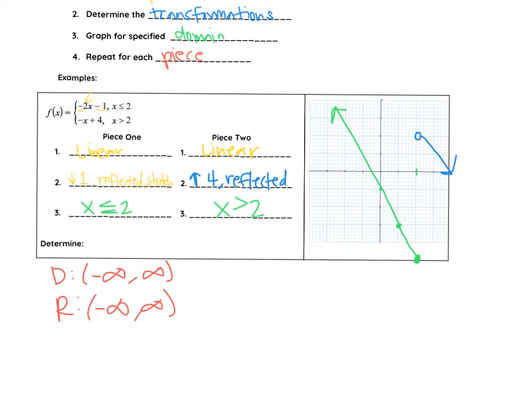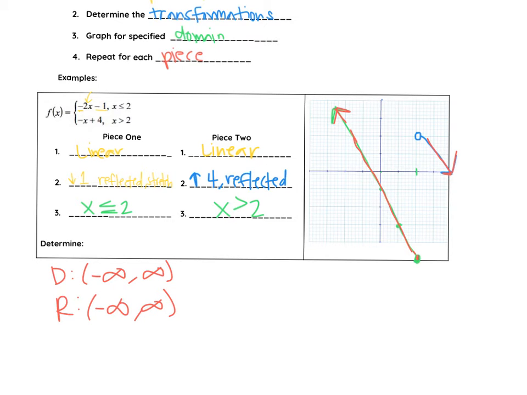So we have to be really careful when we talk about range because it goes up forever, which is great, and it goes down forever, which is great. But this is the kicker with piecewise functions, that every point in between is accounted for, and in this case it is. So every y value is accounted for by the use of these two functions. So domain and range, all real numbers.